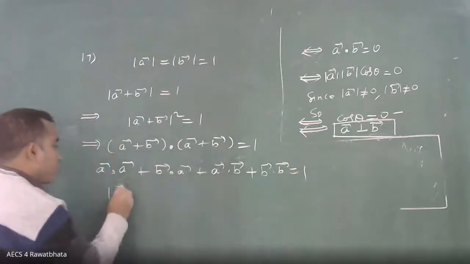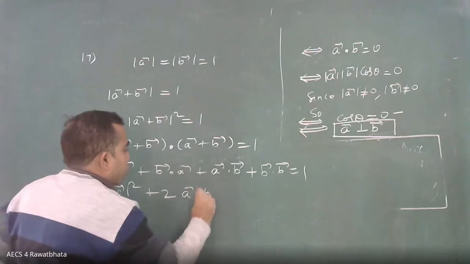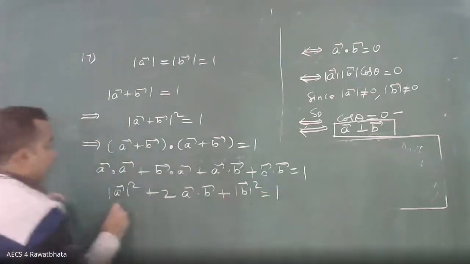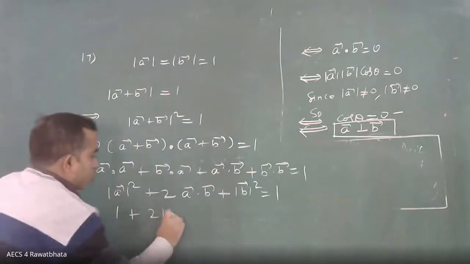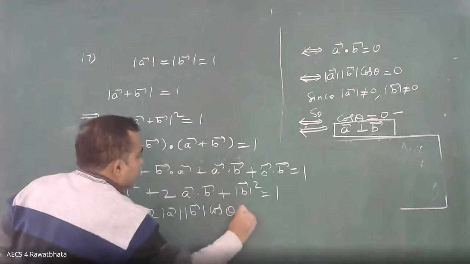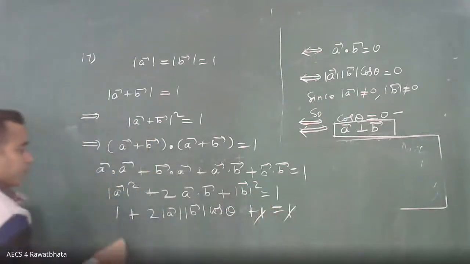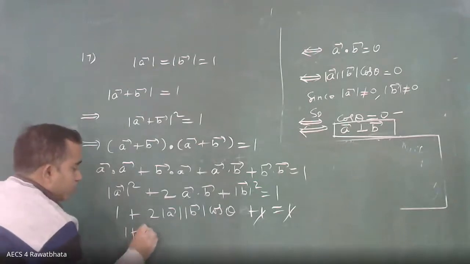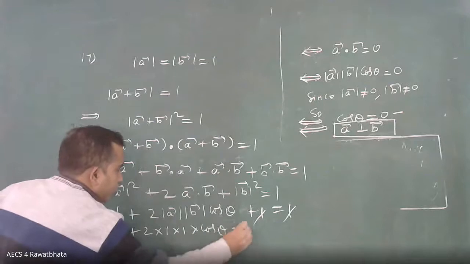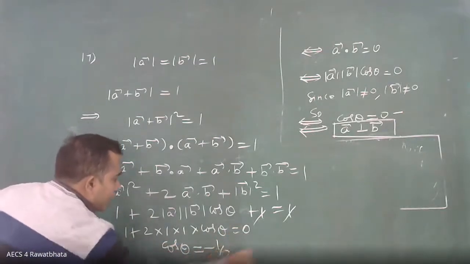So this is going to be mod A whole square plus 2, they both are equal, 2 A dot B plus mod B whole square equal to 1. And this is 1 plus 2 mod A mod B cos theta plus 1 is equal to 1. Simplify. So 1 plus 2 cos theta plus 1 equal to 1, so cos theta is minus 1 by 2.